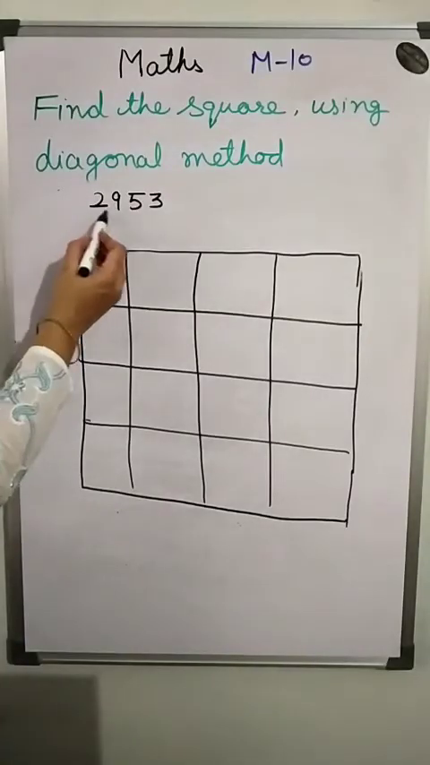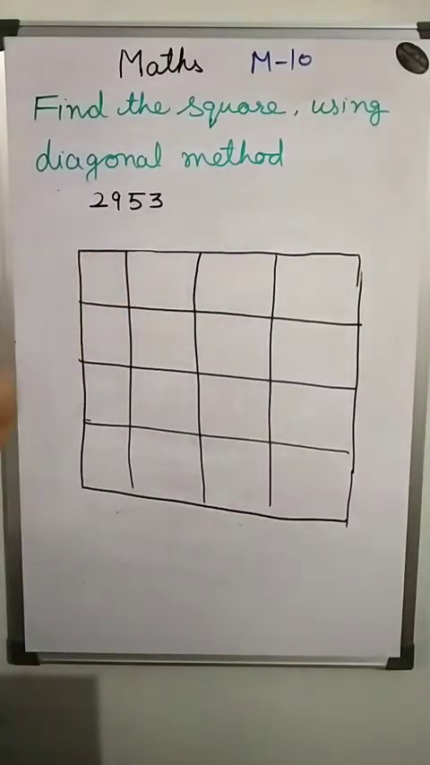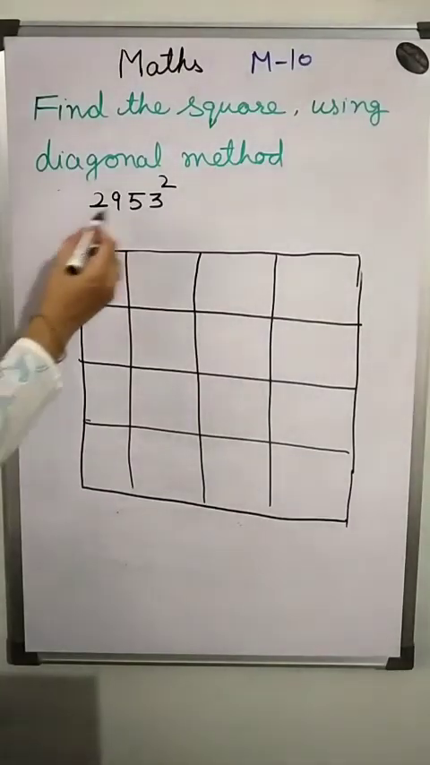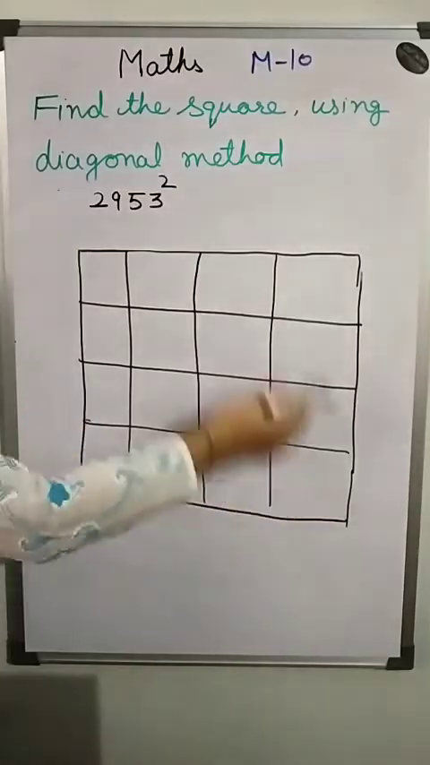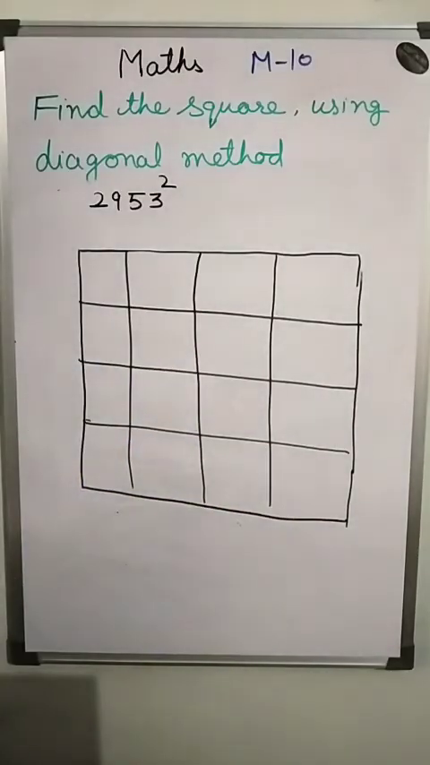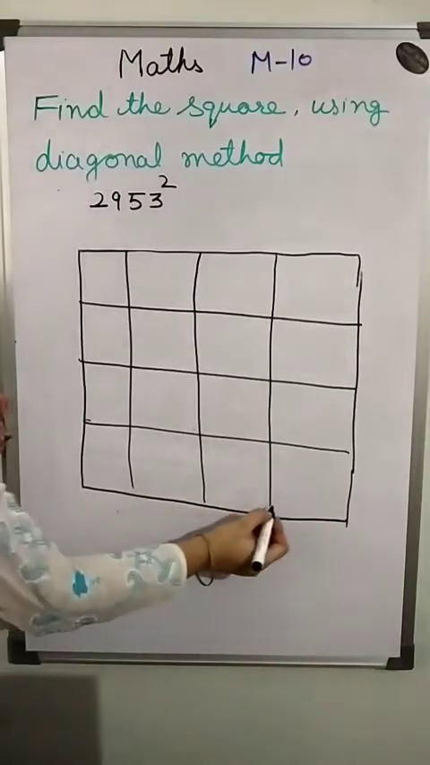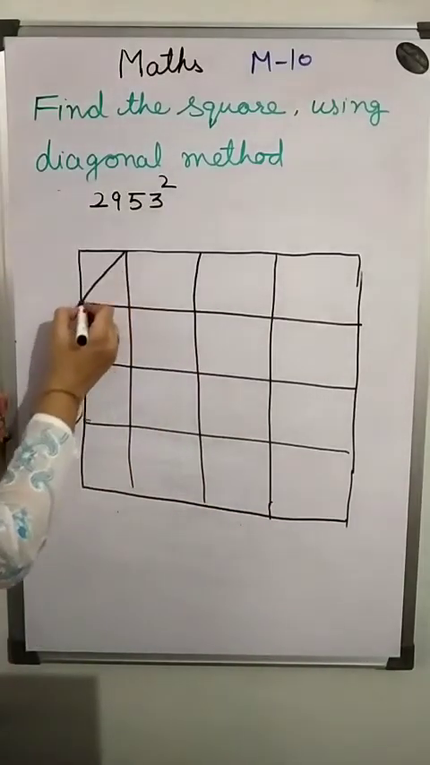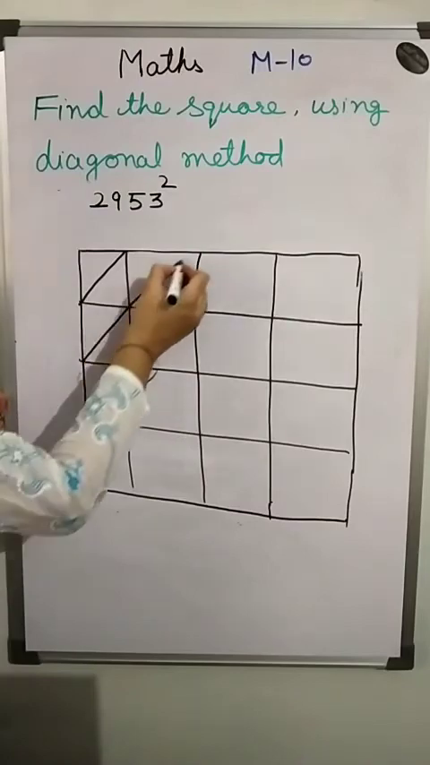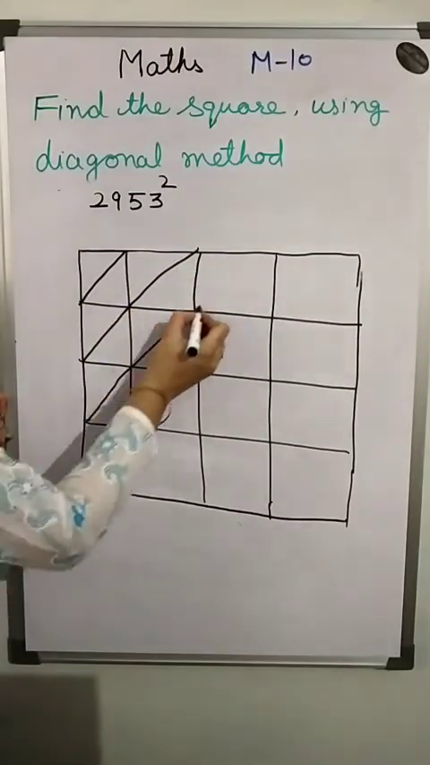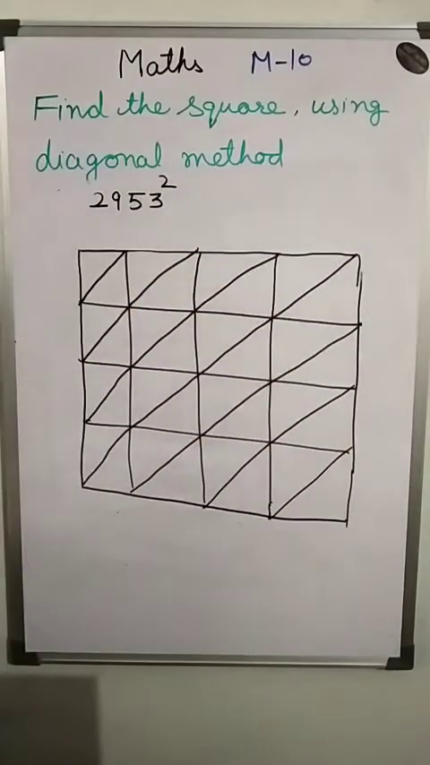Now the question is 2953. Here we find the square of this number by the diagonal method. It is a 4 digit number, so we make a square and divide it into a 4 by 4 grid. Now divide it with diagonals. Now write the number here.